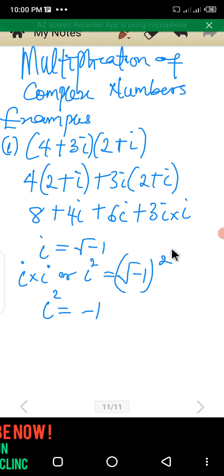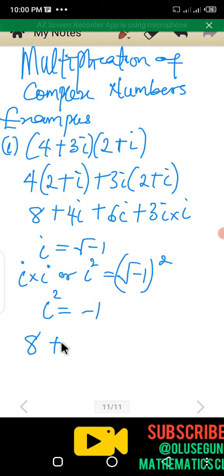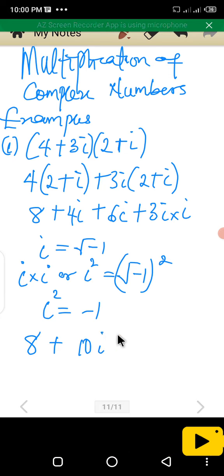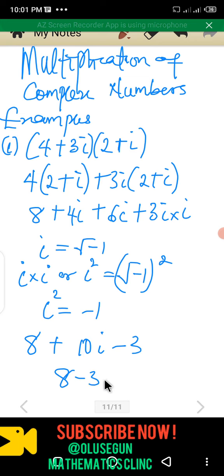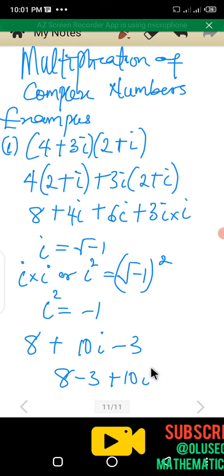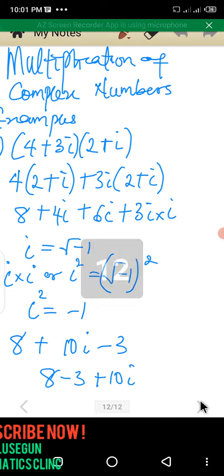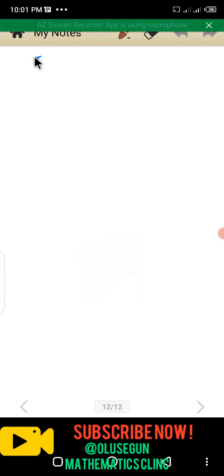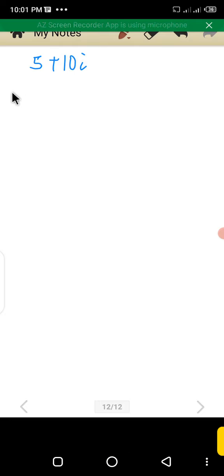So if I squared is equal to minus 1, therefore it will now be 8 plus 10I minus 3. So making 8 minus 3 plus 10I. So this one will give you 5, to now give you 5 plus 10I. That is the first example.